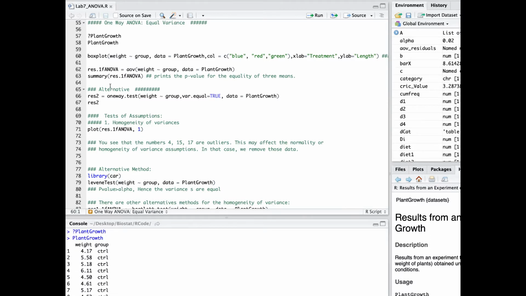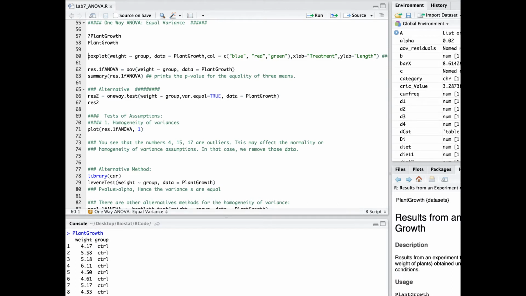You can use ANOVA with data in a different format too, but it is better if you have it in this format. So write the weight or the data in one column and the categories in the other column. I will show you in the next example how to change data given in another type of table into this format. But for now, since the data is already in this format, we don't have to worry about reformatting the data.